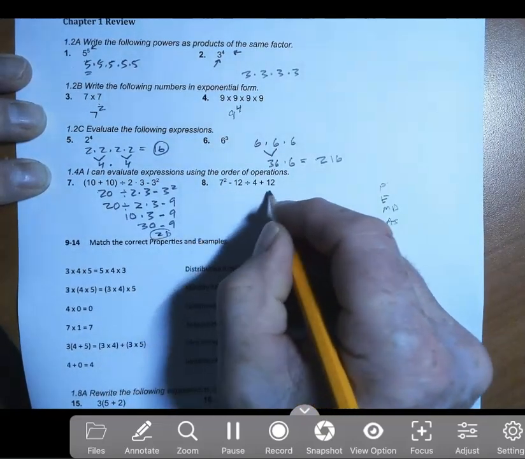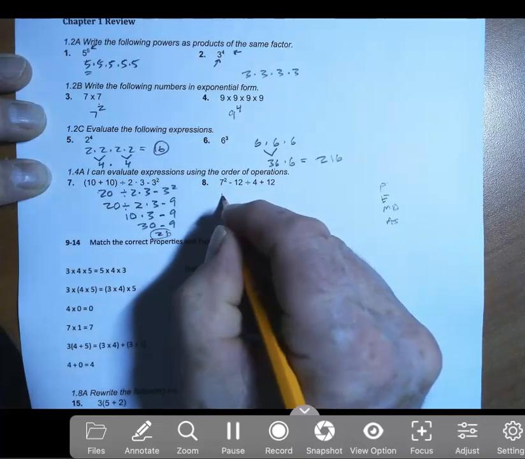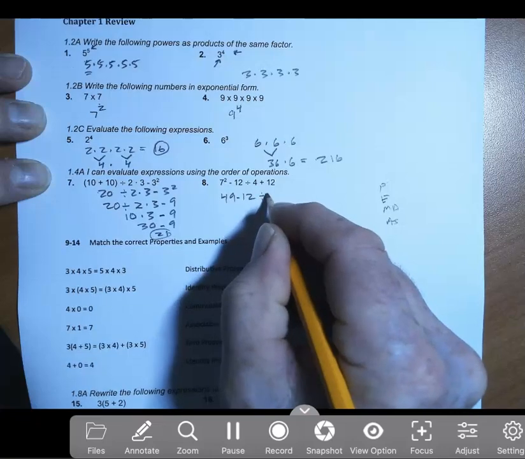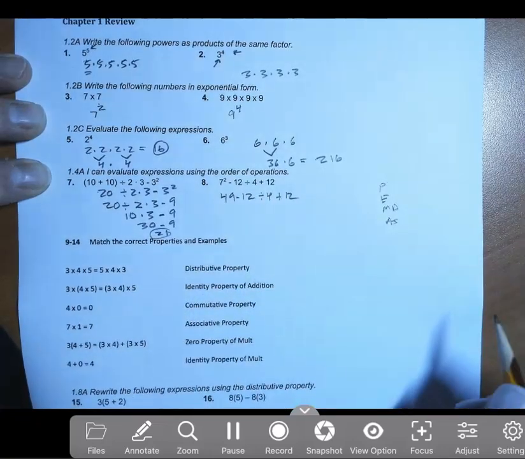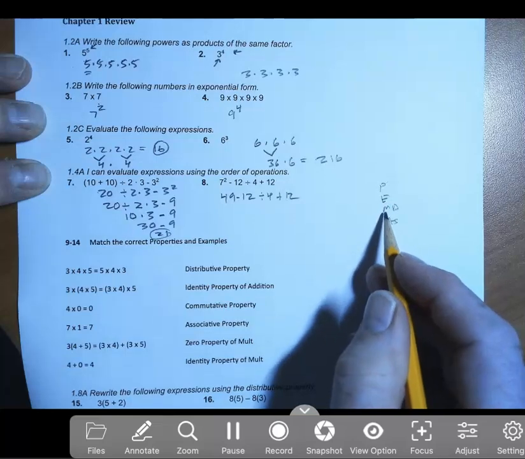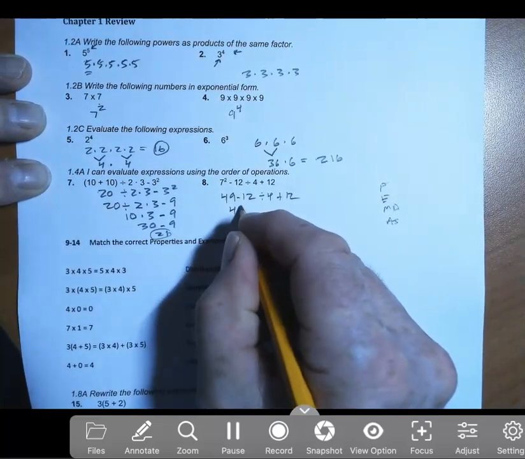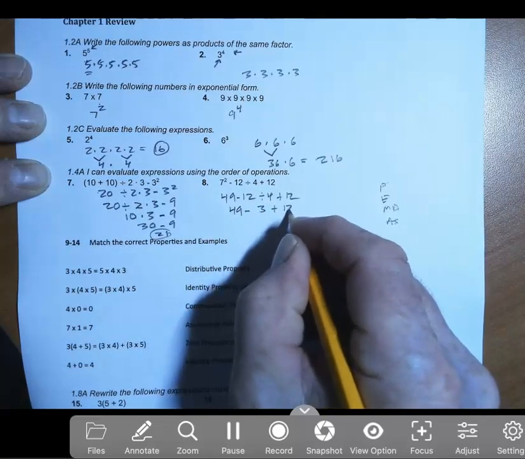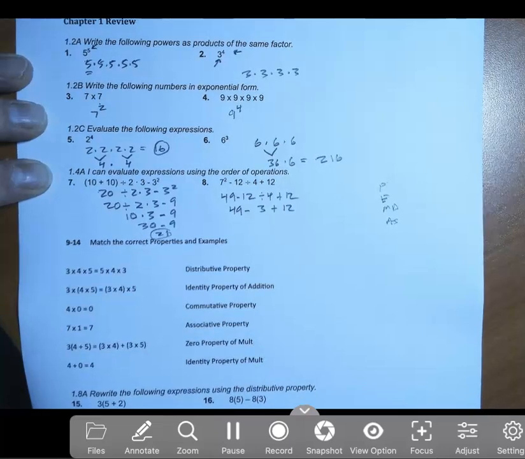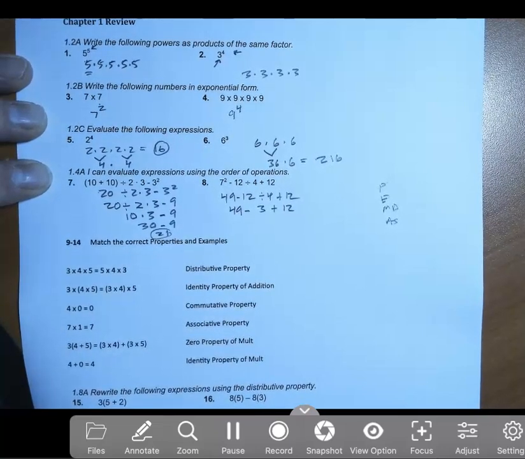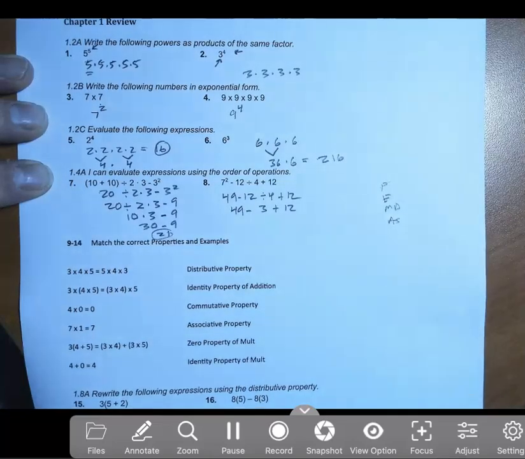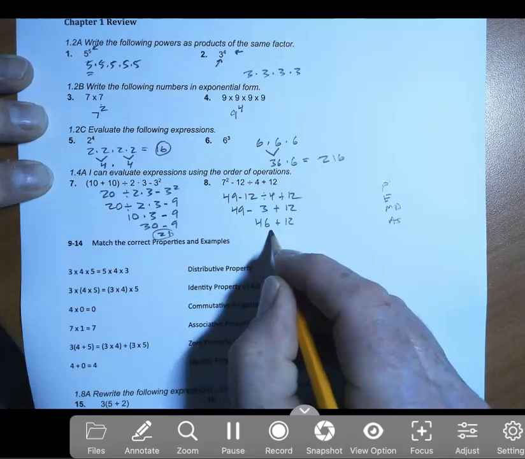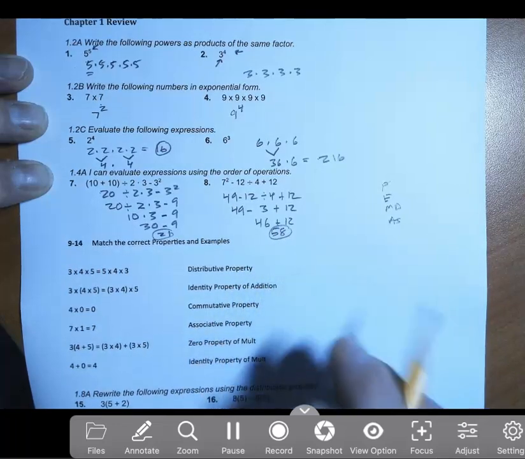And here, there's no parentheses, we have an exponent, so 7 times 7 is 49, minus 12 divided by 4 plus 12. We have no more exponents, we have division in the middle, so 49 minus 12 divided by 4 is 3, plus 12. And let's see, we've got 49 minus 3 is 46, plus 12, so we have 58 there.